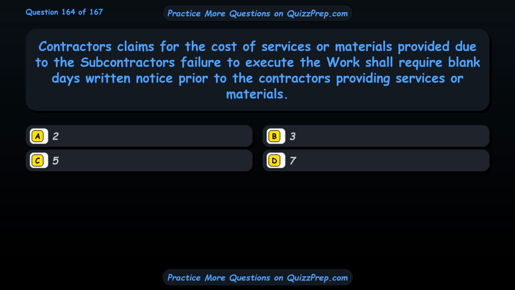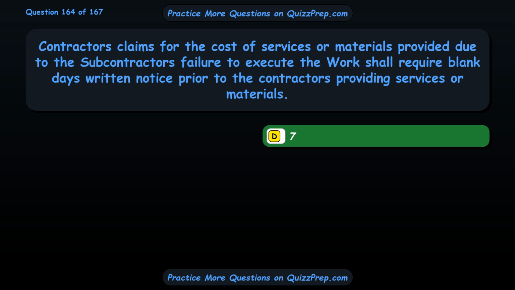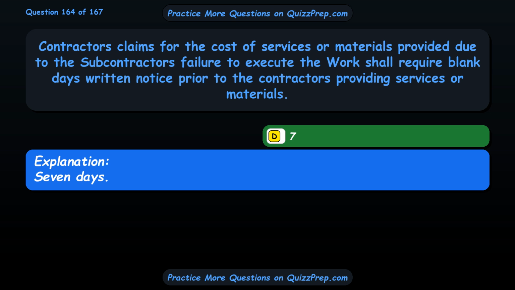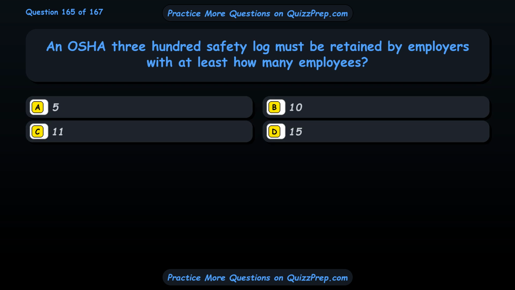Question 164. Contractors' claims for the cost of services or materials provided due to the subcontractor's failure to execute the work shall require blank days written notice prior to the contractors providing services or materials. Option A 2, Option B 3, Option C 5, Option D 7. The correct answer is option D, 7 days.